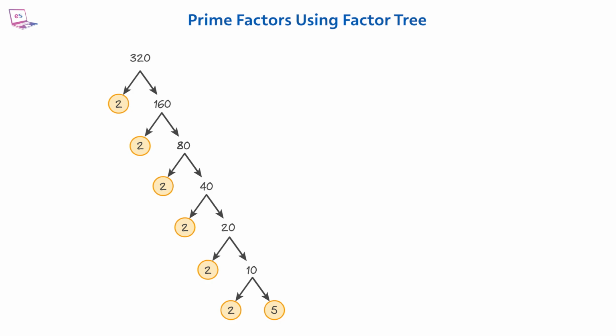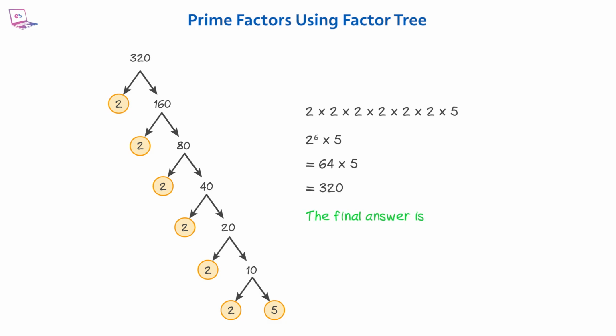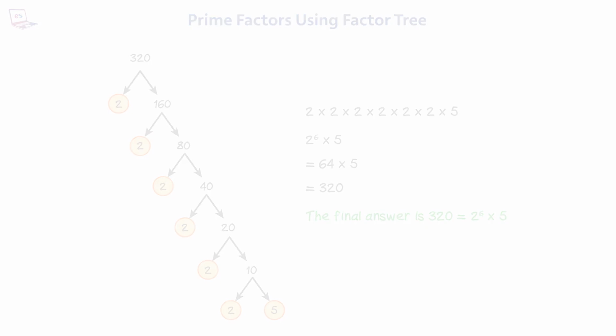Now, write down all the circled numbers and place a multiplication symbol between them. If the same factor appears more than once, you can write that as a power. Here, 2 appears 6 times, so we can write it as 2 to the power of 6. 2 to the power of 6 is 64. 64 times 5 equals 320. The final answer is 320 equals 2 to the power of 6 times 5.